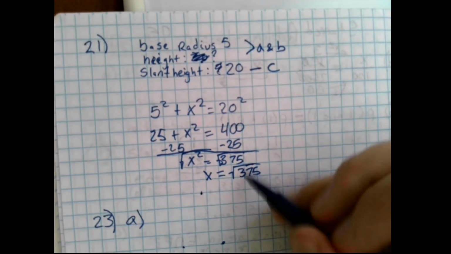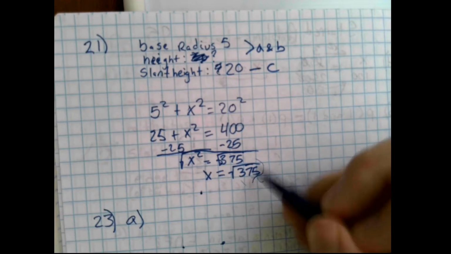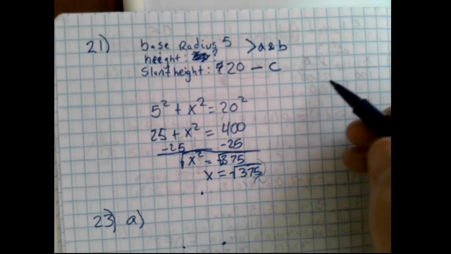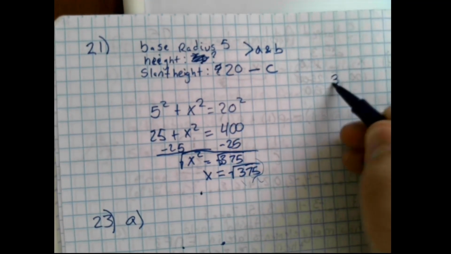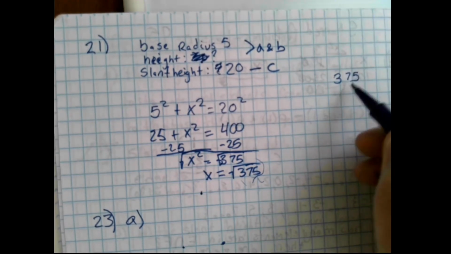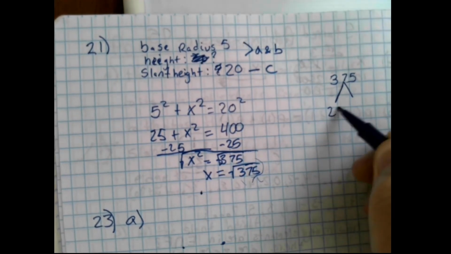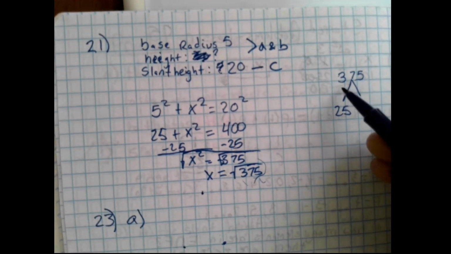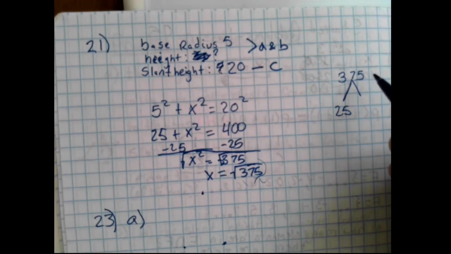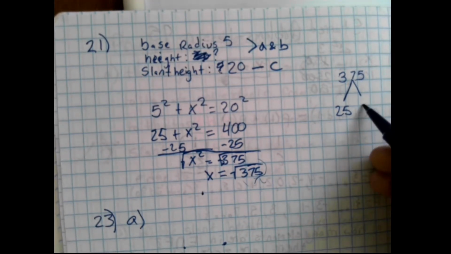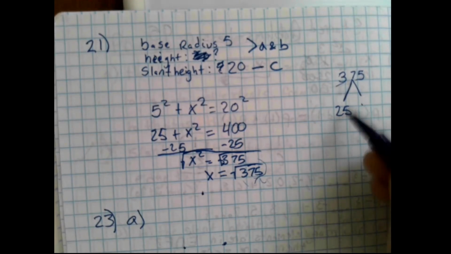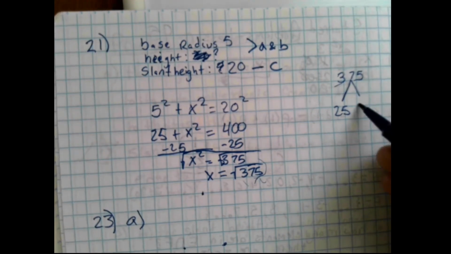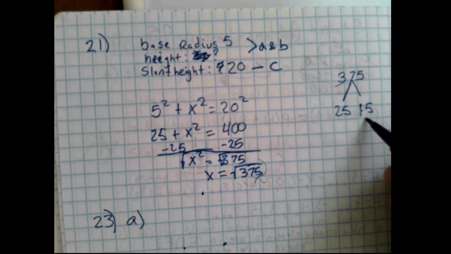Now, we can see that this is a multiple of 25, right? Because it ends in 75. So we can know we're going to be able to take a 25 out of it. Now, if I was talking about $3.75, I would know that that is 15 quarters. So I know that 375 divided by 25 is 15. And 15 is 3 and 5.